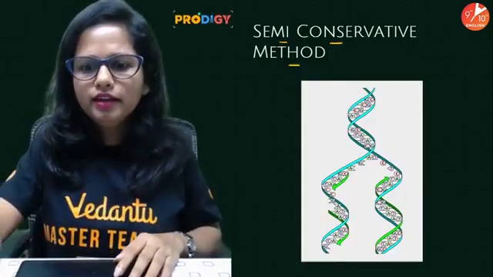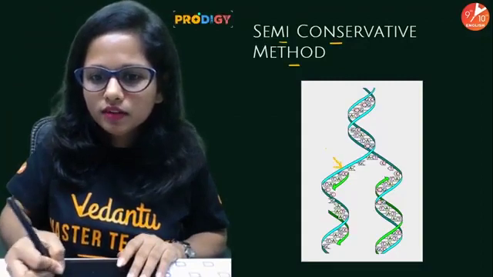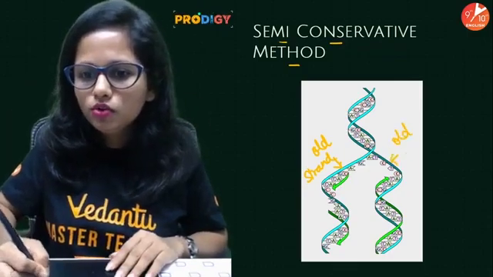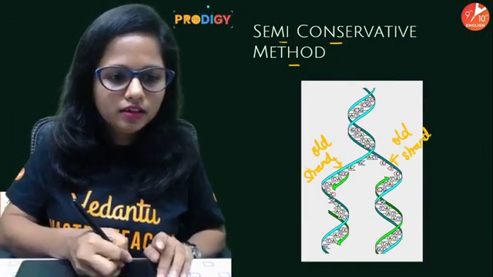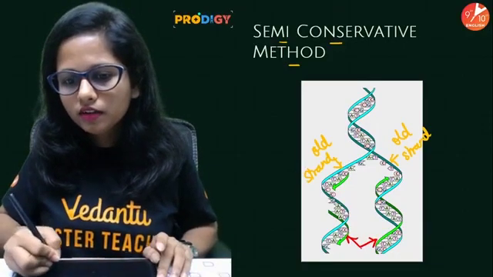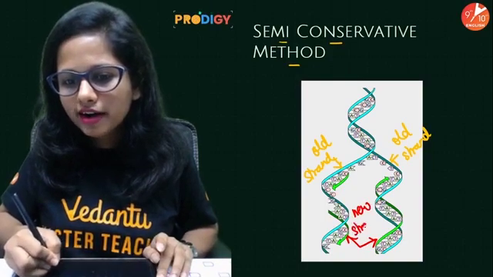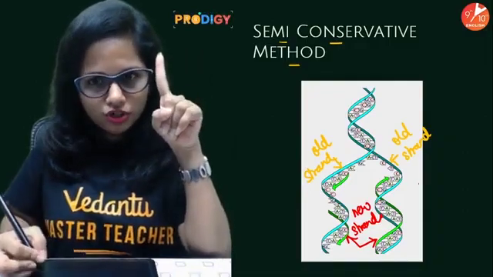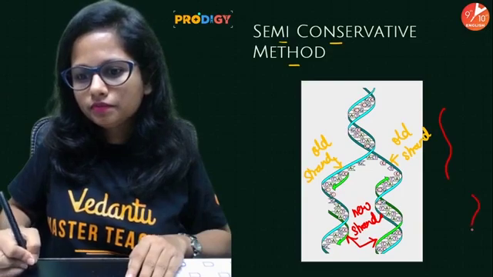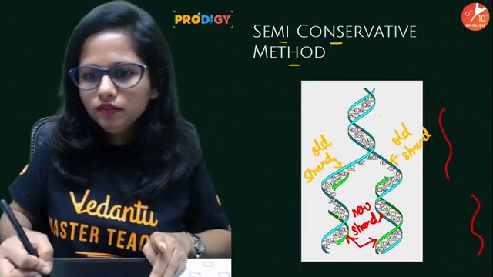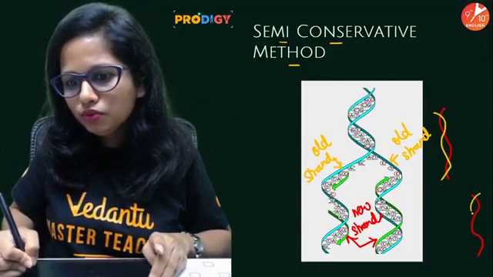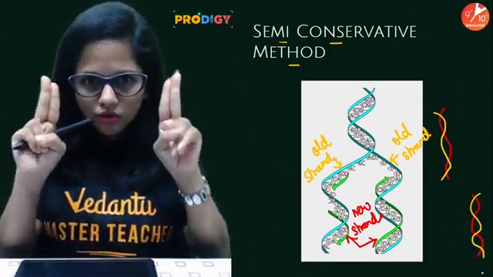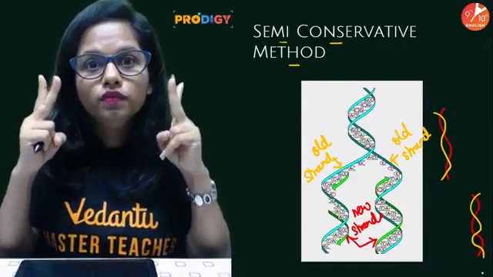If I go back to the previous slide, this blue colored one is the old strand. Here also the blue colored one is the old strand, and the green colored ones are the new strands. So when two copies of DNA are formed, there will be an original strand of DNA and a new strand of DNA. When we say DNA is double stranded, both copies of DNA will have one original strand and one newly created strand.